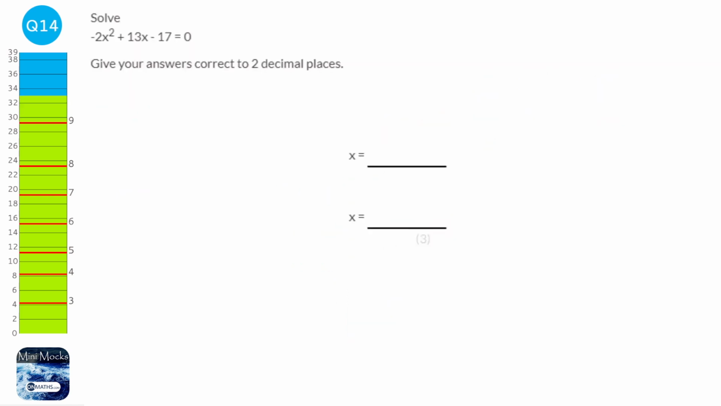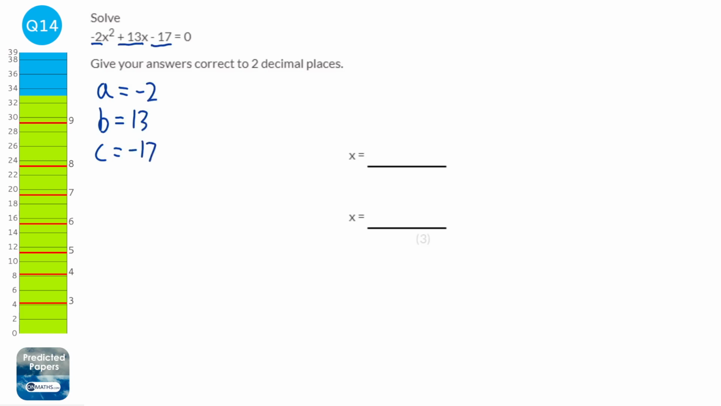Now this question is on the calculator paper, so we know we're going to be using the quadratic formula because it asks us to leave our answers to 2 decimal places. So for the quadratic formula, we need to work out what a equals, what b equals, and what c equals. Now a is the number before the x squared, which would be minus 2. B is the number before the x, which would be 13, and c is the number on its own, which would be minus 17.